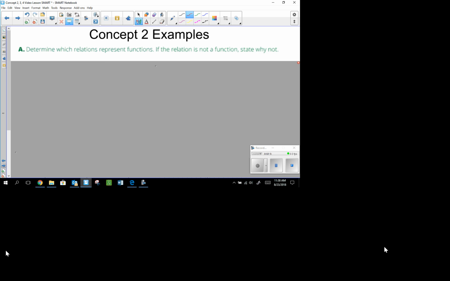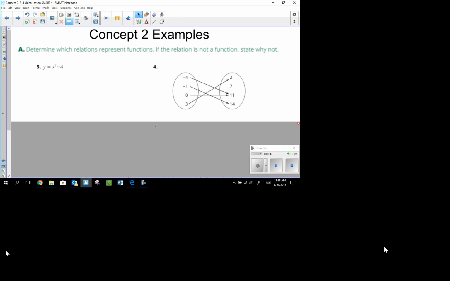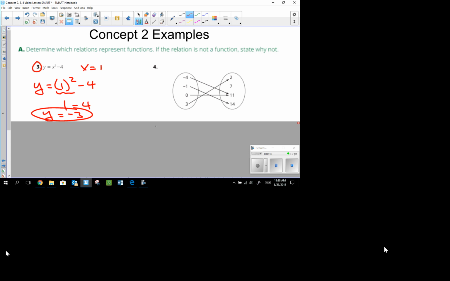Let's look at some examples. It says determine which relations represent functions. If the relation is not a function, state why not. The first one we have here is example 3. From an equation, you could plug in any number in for x. Let's just say x equals 1 for simplicity reasons. We're going to go y equals 1 to the second power minus 4. 1 to the second power becomes 1, minus 4. Y will equal -3. When I plug in 1 every time, it'll always come out as -3. It'll never be something different. Therefore, that is a function.